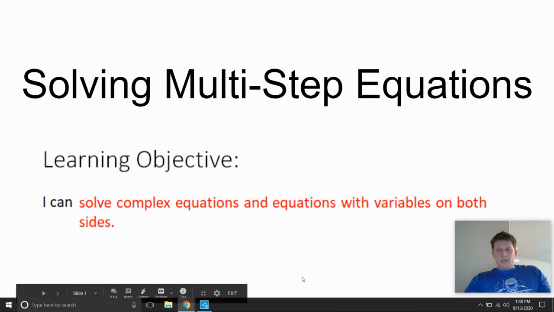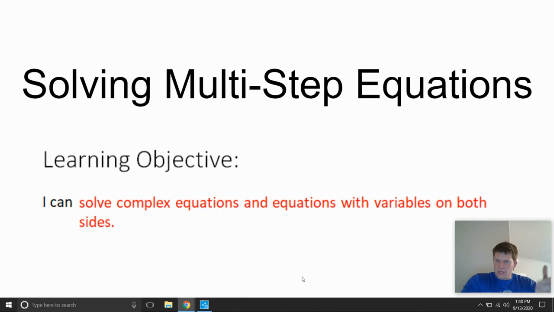All right, everybody, let's get into this one. So we're building again. We went from one-step equations to two-step equations. Now we're getting into more complicated equations, multi-step equations. We're going to look at two specific types today.